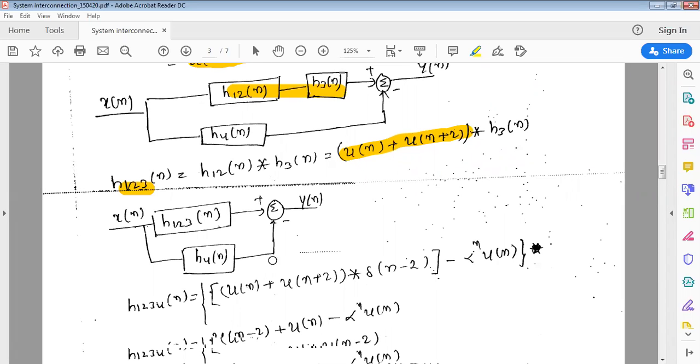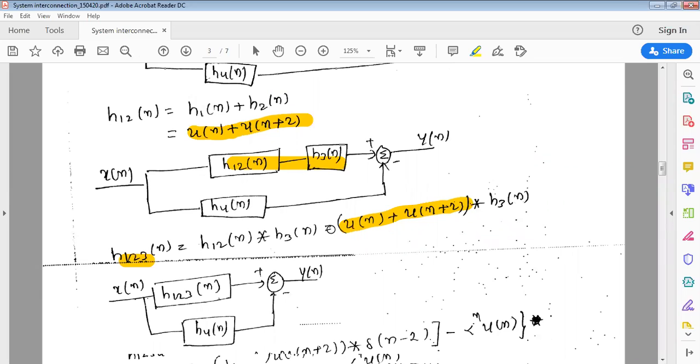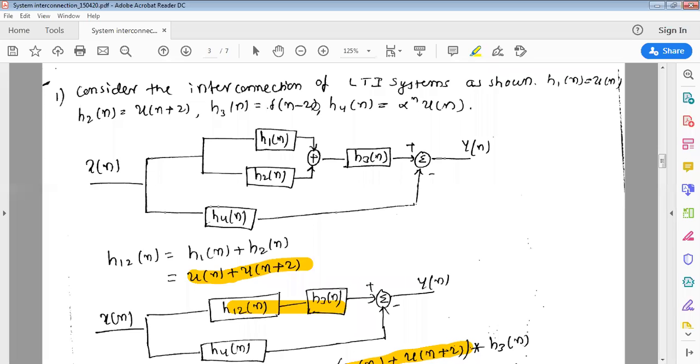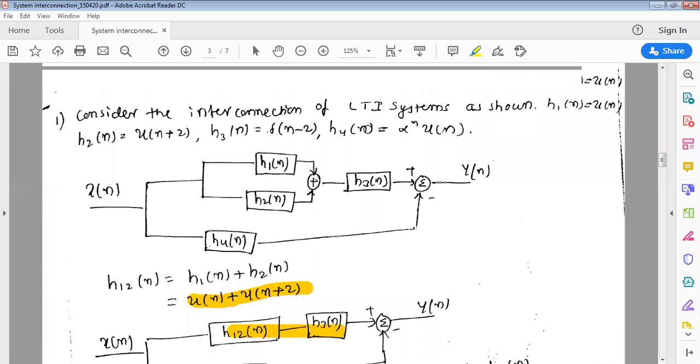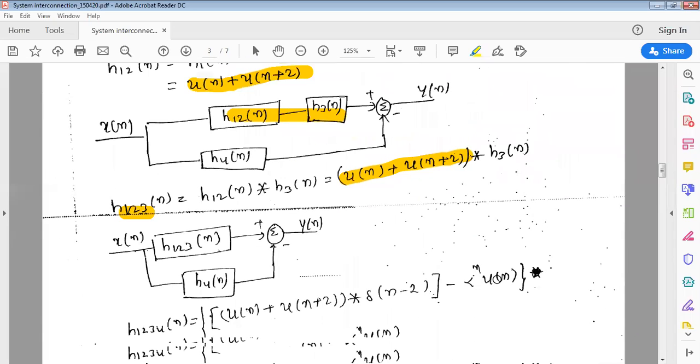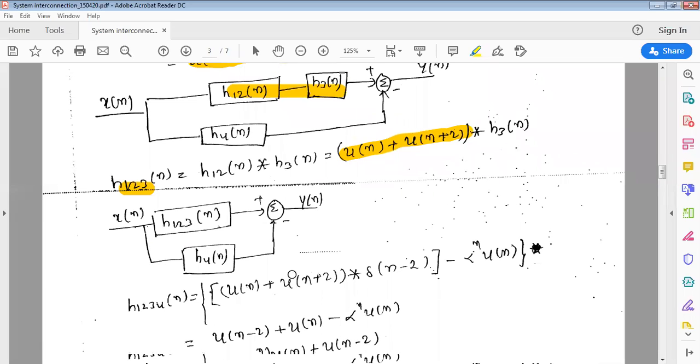H123 of n minus H4 of n. H123 of n is equal to u of n plus u of n plus 2 convolved with H3 of n. What is your H3 of n? Delta of n minus 2. So I'll write delta of n minus 2 minus H4 of n. H4 of n is equal to alpha power n u of n. So this much I have written. Any doubt in this section? Have you got this final answer? Are you able to follow this equation?